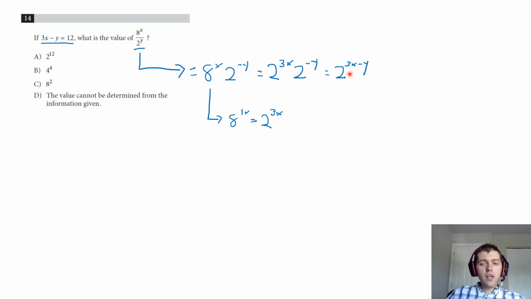And here's where it pays off to have simplified before plugging in your expression. Because now in your exponent you have 3x minus y, which is exactly the other expression you're given. So 3x minus y is 12. You can forget about x and y and just turn that directly into 12. So you have 2 to the power of 12. And you can see that that is answer A.